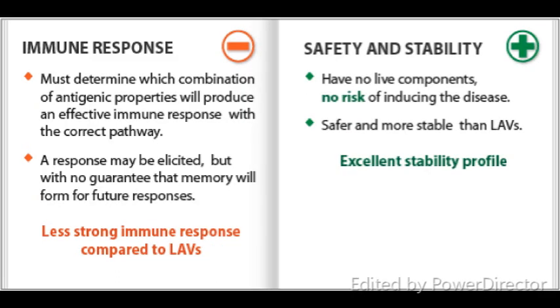The next one I want to go into is subunit, recombinant, polysaccharide, or conjugate vaccines. All long words, but I'll describe it for you real simple. These are vaccines that use specific pieces of the pathogen, like a protein, a sugar, a capsid. A capsid is like a casing of a bacteria.